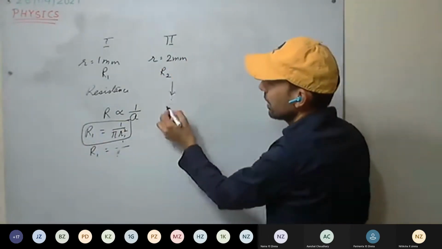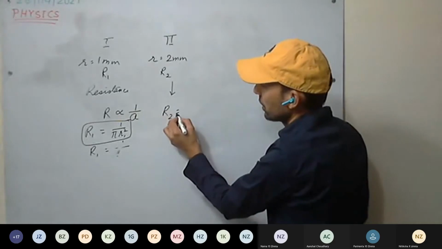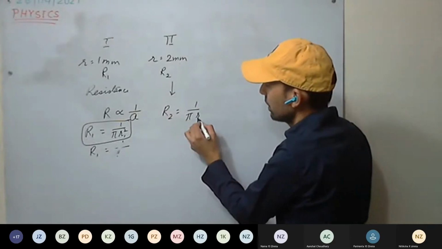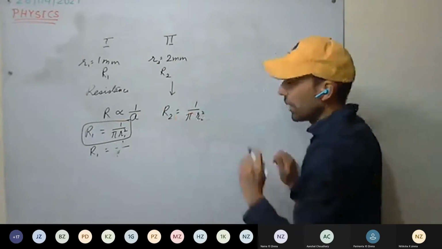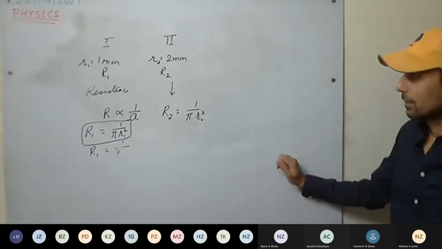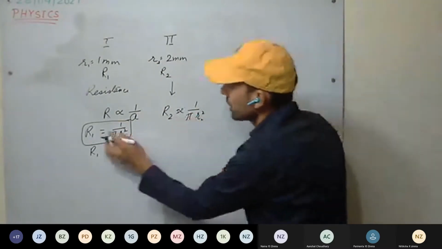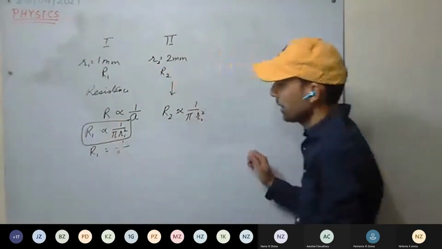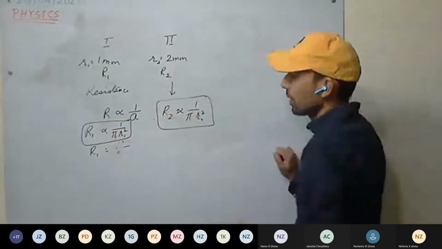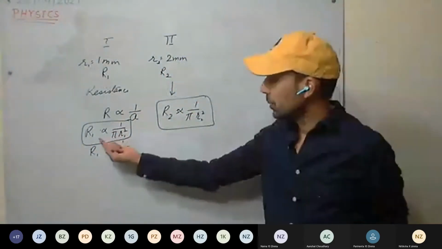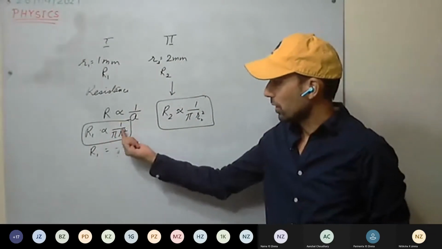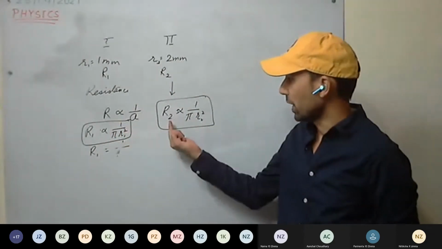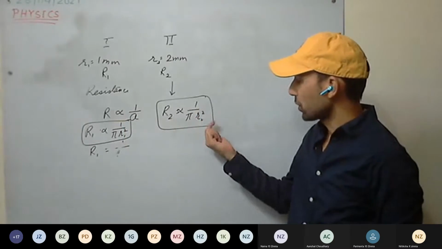Similarly, R2 will be what? 1 upon pi R2 square. This is R1, this is R2. Can we write it like this? This is the proportional side. Is this clear? R1 is proportional to 1 upon area, and we all know area of cross section. So R1 is proportional to 1 upon pi R1 square, and R2 is proportional to 1 upon pi R2 square.